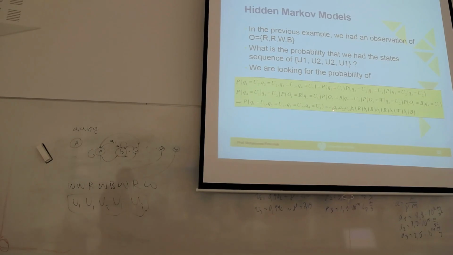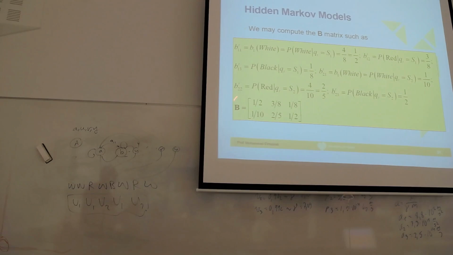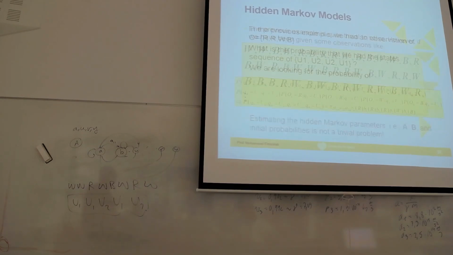Then we can put them this way. It is pi 1, this probability, A12, A22, A21, then B1 of red, B2 of red, B2 of white, B1 of black. Here 1 and 2 mean the states, and the colors are coded as red is 1, white is 2, and black is 3. So from this matrix, you can actually calculate all these probabilities.